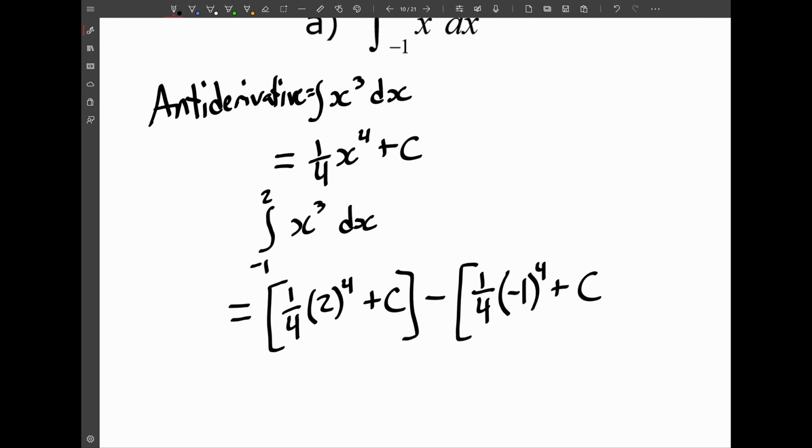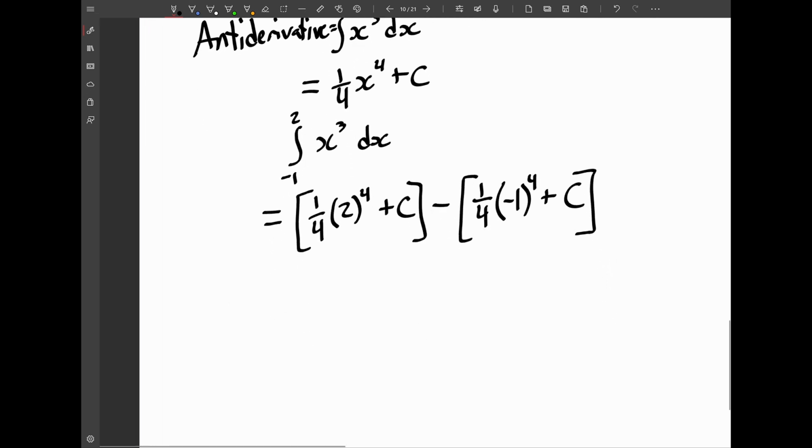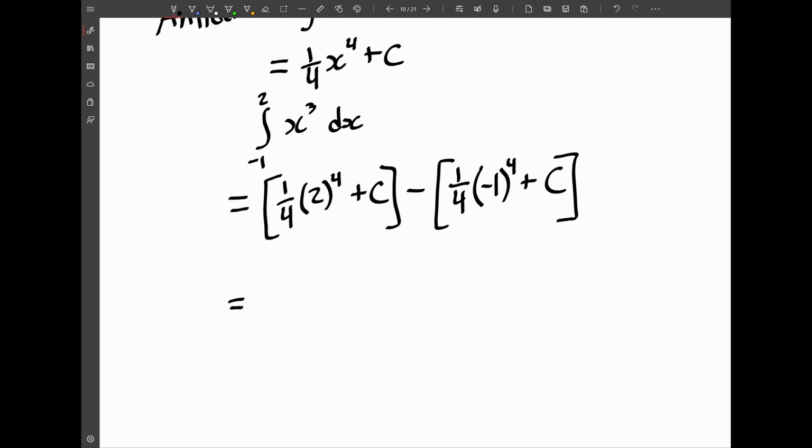That was a terrible bracket. Bad bracket. All right, well, 2 to the power of 4 is 16. 16 over 4 is just 4. So this is 4 plus c minus, well, negative 1 to the power of 4 is 1 times 1/4 is 1/4. So this is 1/4 plus c.